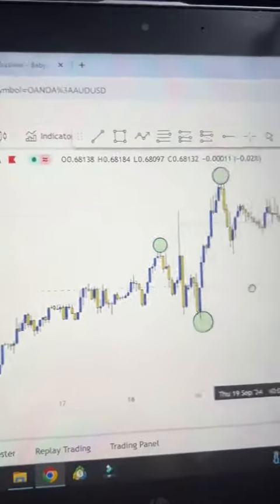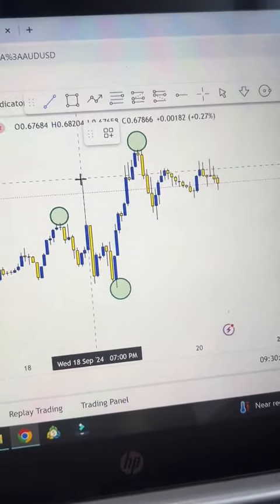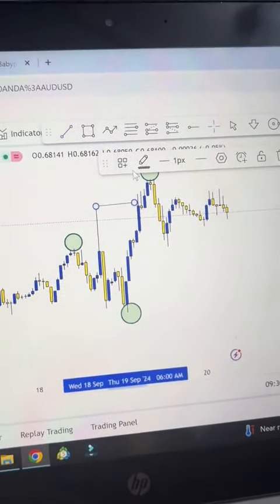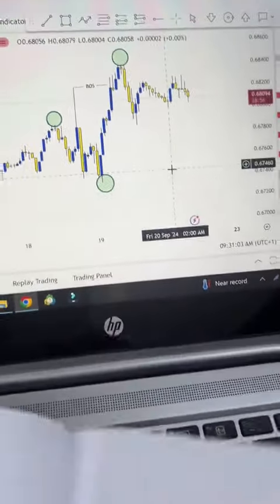So where is your recent break of structure? Because this market is a bit confusing. This is an advanced strategy. This is my most recent break of structure. I'm considering this because there is momentum in the market. So the market says focus on the most recent break of structure.